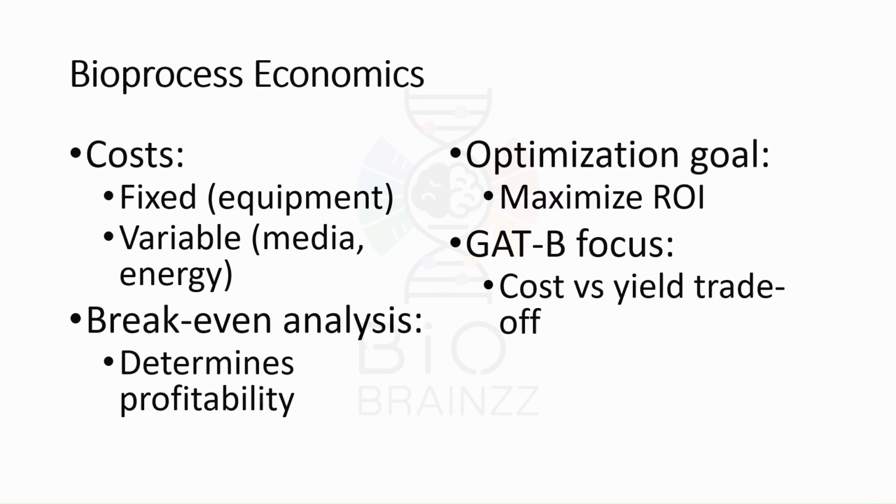Bioprocess economics deals with cost and profit of a process. Costs are divided into fixed cost and variable cost. Break-even analysis is used to check profitability. The goal is to maximize output while keeping cost under control.